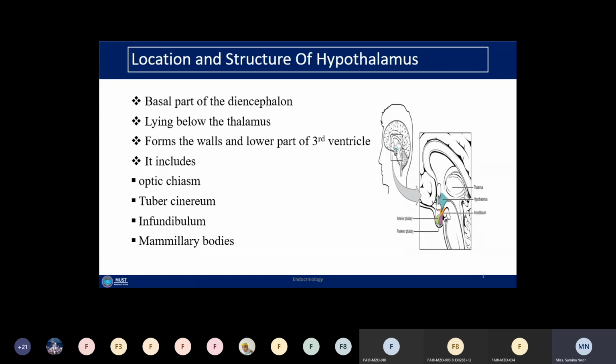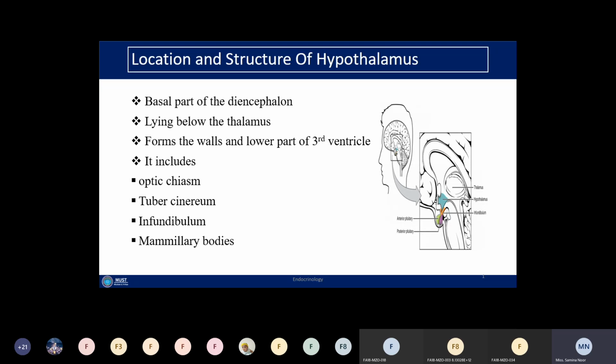The structure of the hypothalamus consists of further components, or regions. One is the optic chiasm, the region where the optic nerves are located. Another region is the tuber cinereum, which is the region that extends downwards towards the pituitary gland. The next is the infundibulum, a stalk-like region present between the pituitary gland and the hypothalamus.